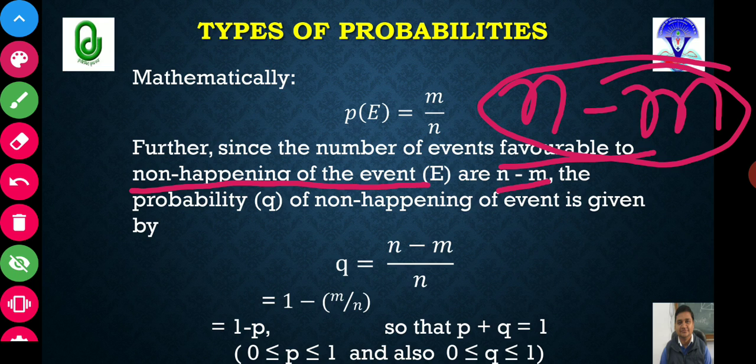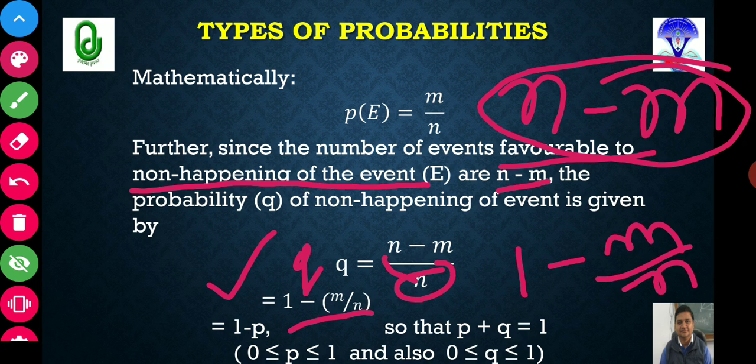And what will be the chance of non-happening of the favorable event? It is Q, the chance of non-happening of a particular event. It will be N minus M divided by the total number of events. Otherwise you can say it will be equal to 1 minus M by N. If you solve this equation, N by N is equal to 1, so you get 1 minus M by N. So the chance Q is equal to 1 minus M by N.